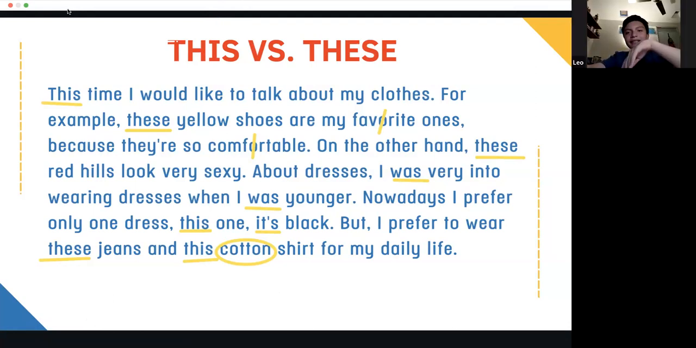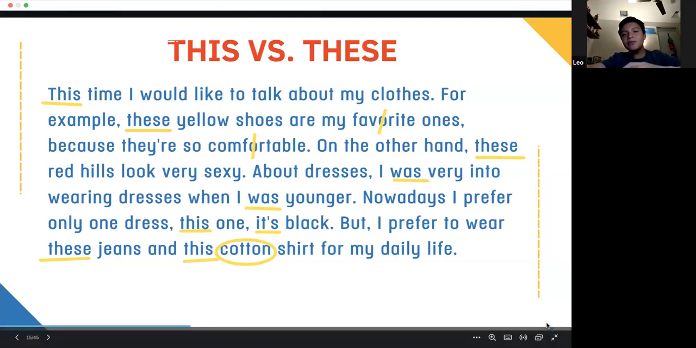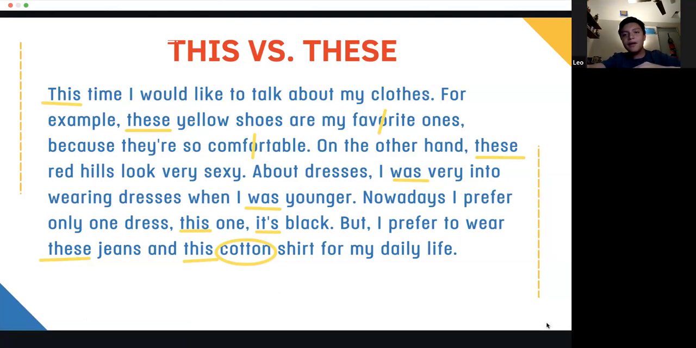Okay. This time I would like to talk about my clothes. For example, these yellow shorts are my favorite ones because they're so comfortable. On the other hand, these red heels look very sexy. About dresses, I was very into wearing dresses. Honestly, I was very into wearing dresses when I was younger. Nowadays, I prefer only one dress. This one, it's black, but I prefer to wear these jeans and this cotton shirt for my daily life.